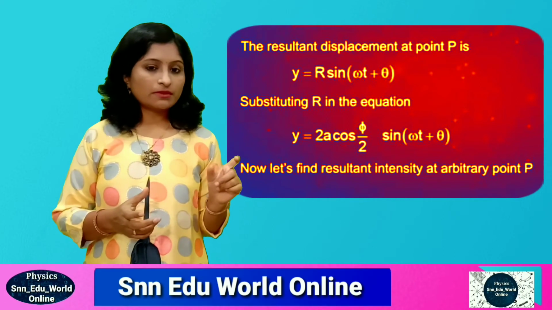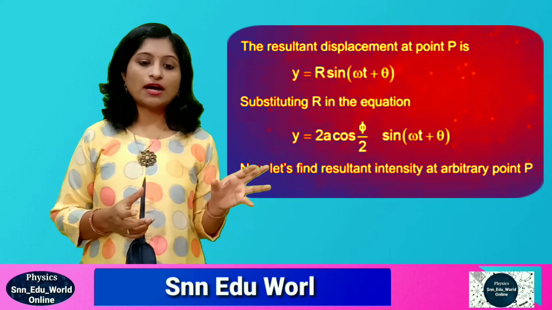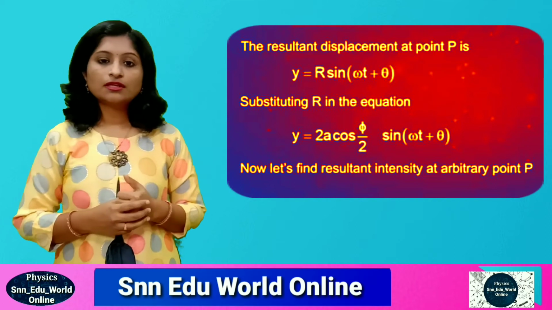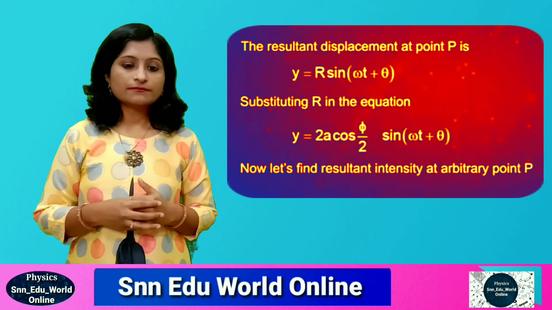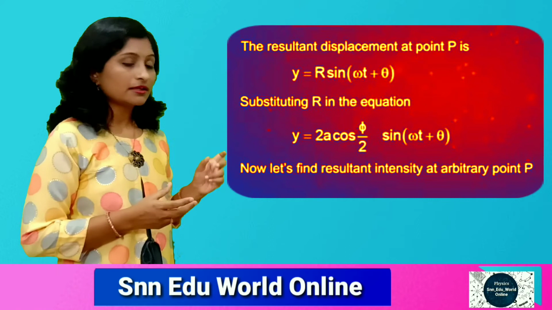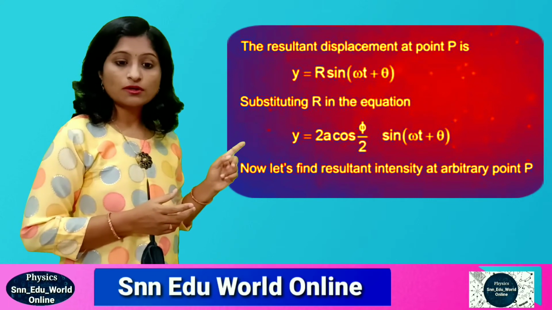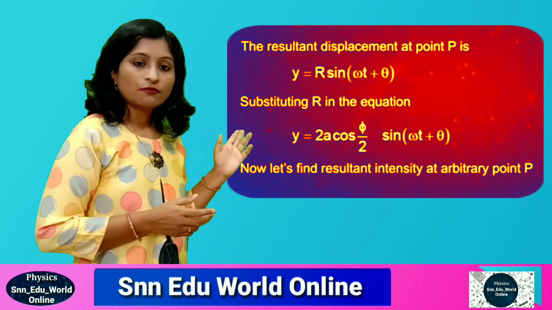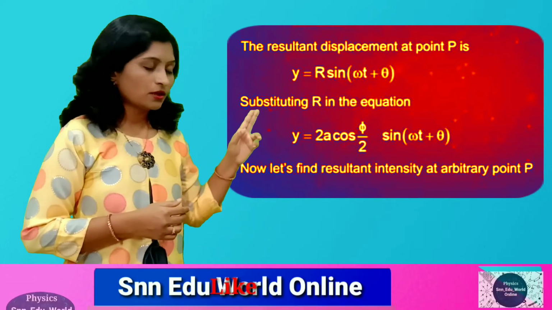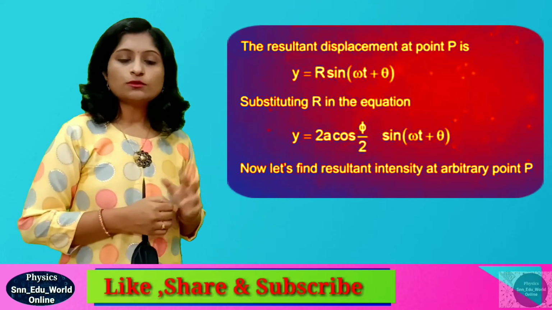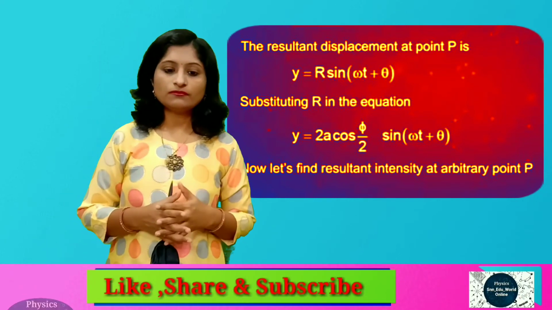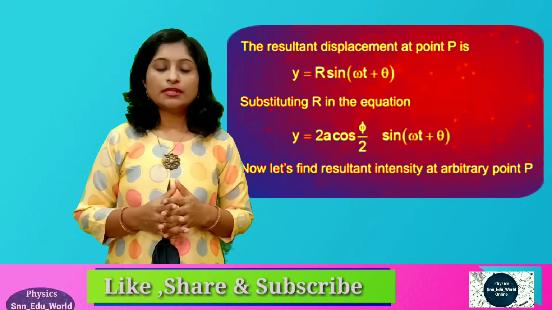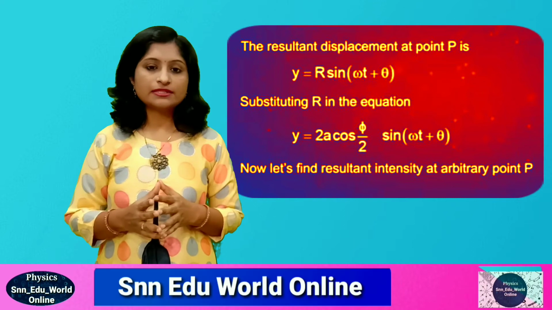The value of y, which we found out earlier with the help of r, is r sin omega t plus phi. I have given it here again. Now substitute the value of r here. If we substitute the value of r, which we have now found out as 2a cos phi by 2, what is displacement y? Y is equals to 2a cos phi by 2 into sin omega t plus theta. This is the resultant displacement. Okay, now let's find the intensity at this point P.